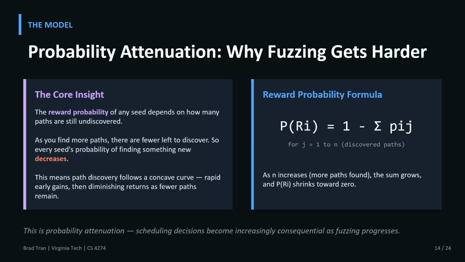The practical implication is that scheduling decisions become increasingly consequential as fuzzing progresses. In the early stages, most seeds have reasonable reward probabilities. In the later stages, only a few seeds still have meaningful potential, and wasting energy on the wrong ones is very costly. An effective scheduler needs to account for this dynamic.